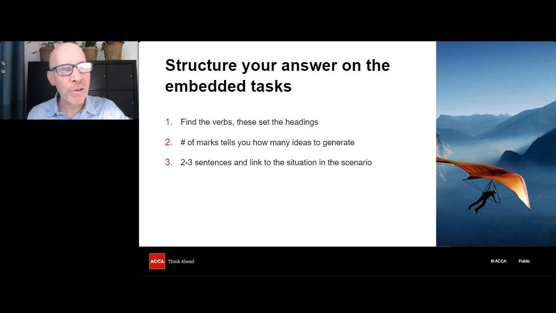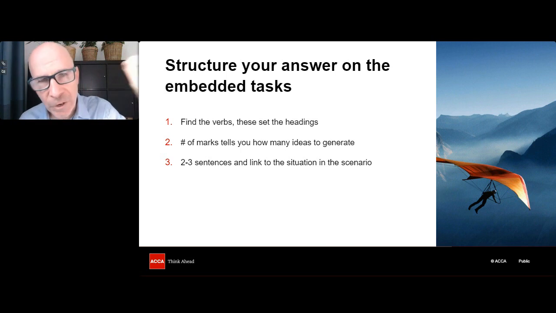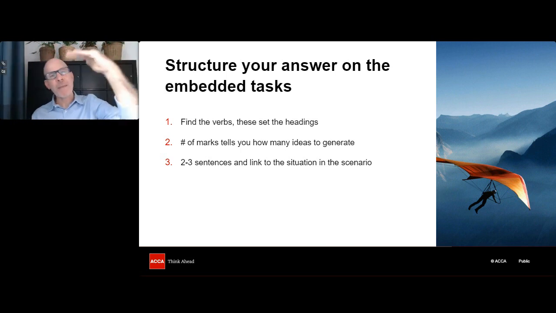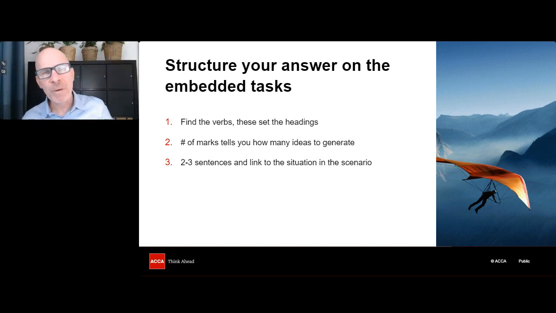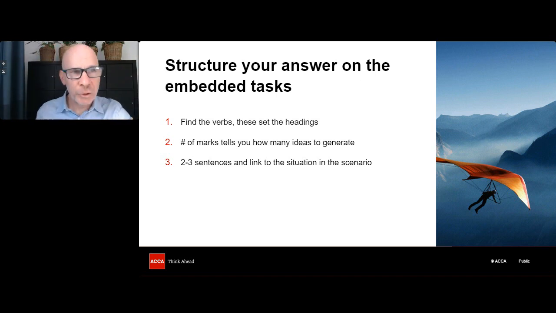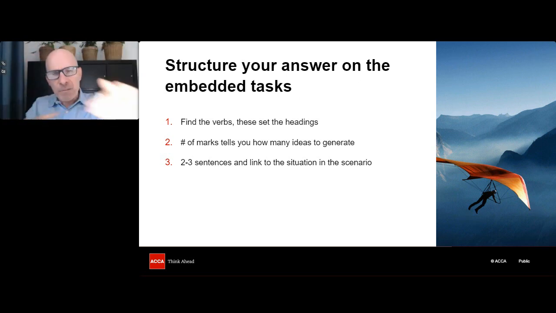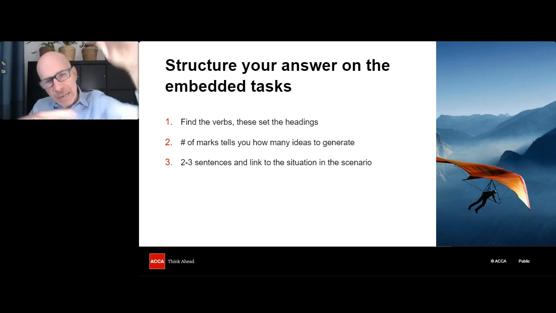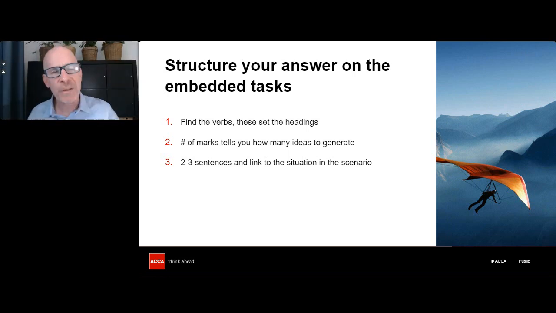Structure your answer on the embedded tasks, guys. You find the verbs. The verbs are your main headings. Number of marks tells you how many ideas to generate. 2 or 3 sentences linked to the story. In some of those, you chuck in however. Also, on the other hand, some of those are developed a bit further, and you have a great looking answer that's scoring credit.